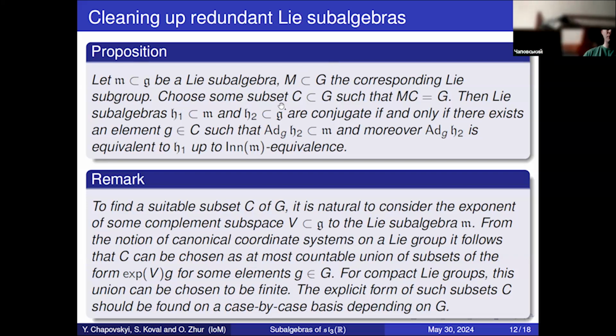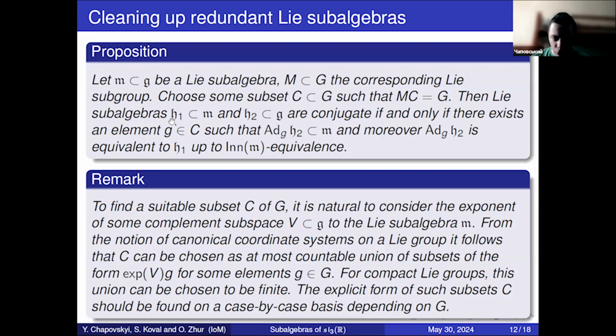Let us choose some subset C in G in such a way that any element of G can be written as a product of an element of M and an element of C. We can always find some subset C. For instance, we can choose the whole Lie group G, although it's not a very productive choice, of course.